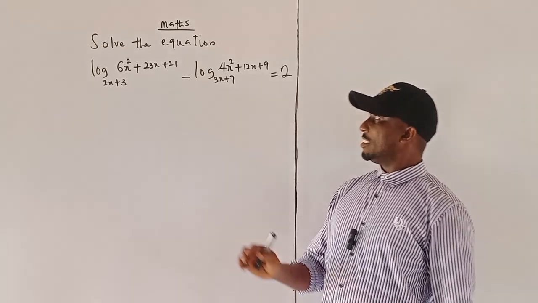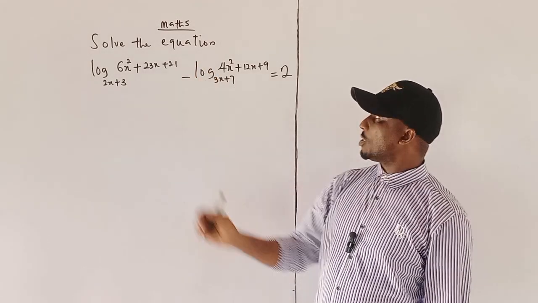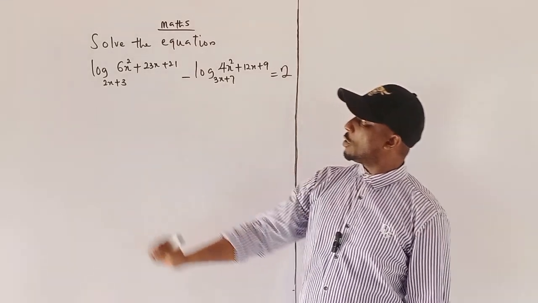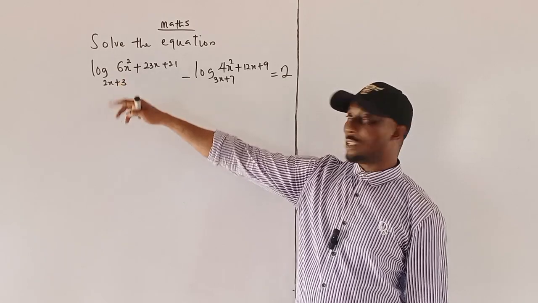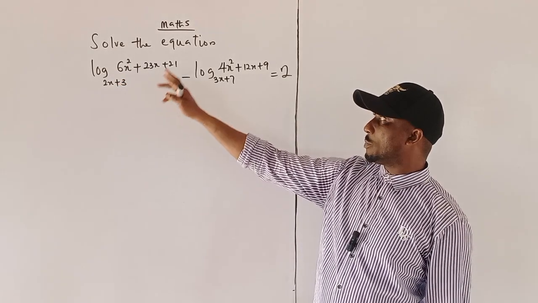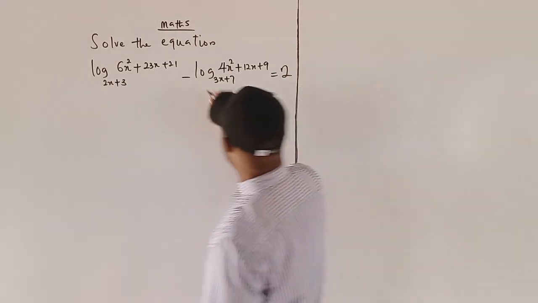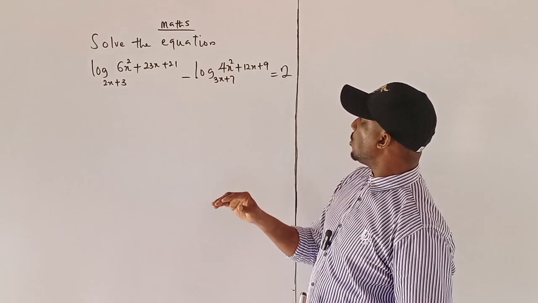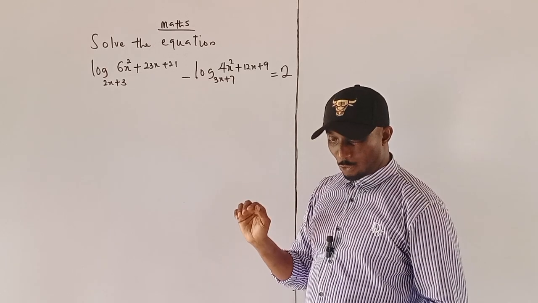So we have a rather scary, humongous logarithmic equation here. We have log to the base of 2s plus 3 of the argument 6s squared plus 23s plus 21, minus log to the base of 3s plus 7 of the argument 4s squared plus 12s plus 9, equal to 2.